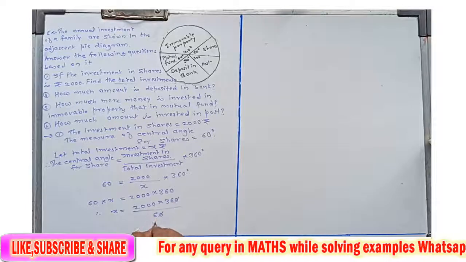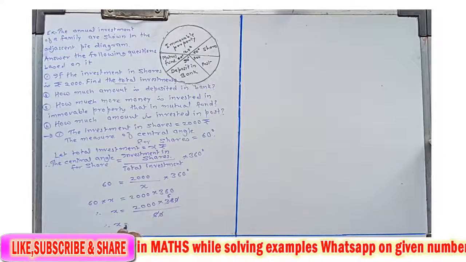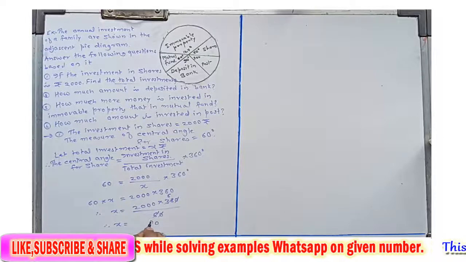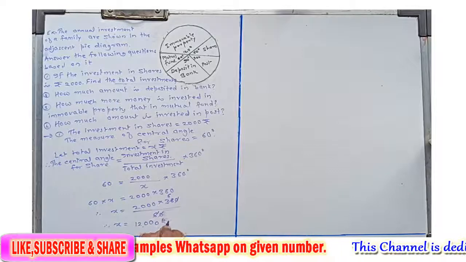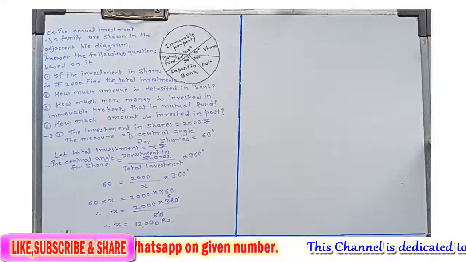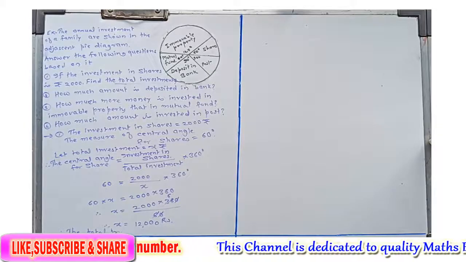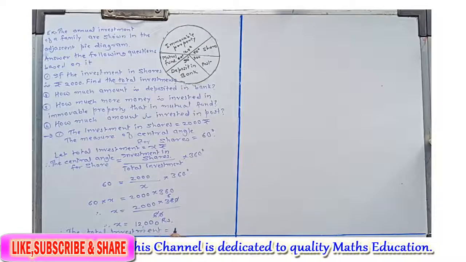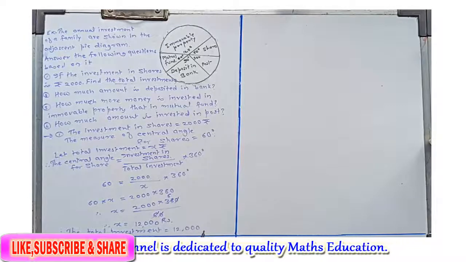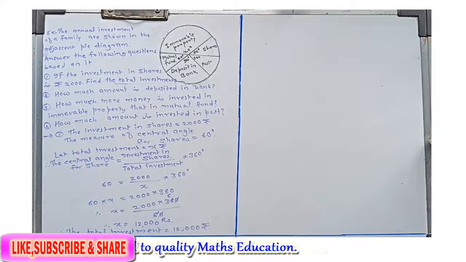So this 0 gets cancelled, 6 ones are 6, 6 sixes are 36, and therefore x is equal to, you will get 6 0s are 0, 6 0s are 0, 6 0s are 0, and 6 2s are 12,000 rupees. Therefore the total investment is equal to 12,000 rupees. So in this way we have to find the first question.